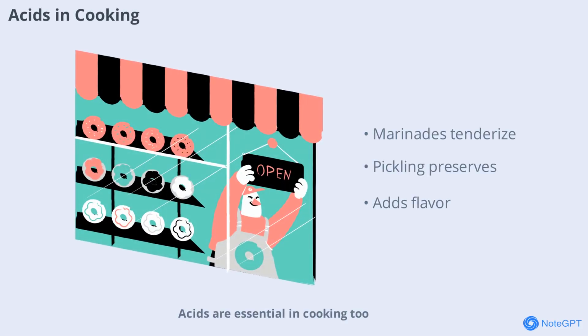Acids are essential in cooking too. Vinegar and lemon juice are often used to marinate meats, making them tender and flavorful. Acids can also help preserve foods, as in pickling. Even in salad dressings, acids add a tangy kick that brightens up the flavors. So next time you cook, remember you're using chemistry to create delicious meals.